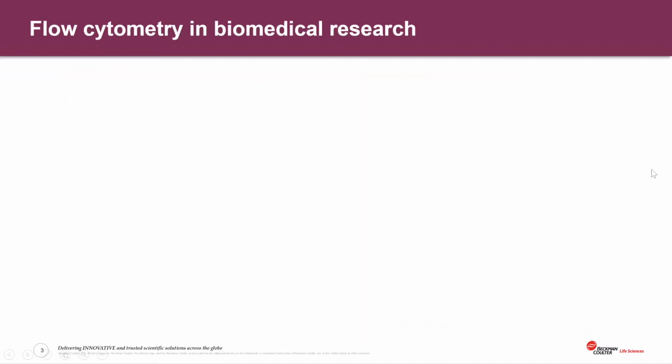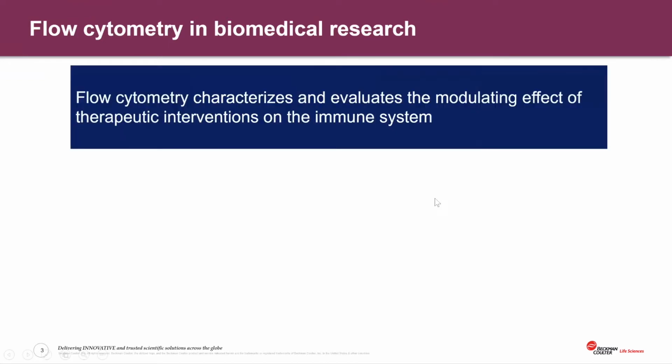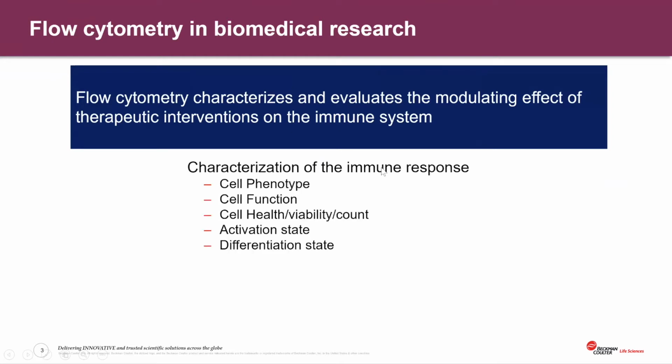So how is flow cytometry specifically used in biomedical research? Well, flow cytometry basically is an analysis of single cells, and it characterizes and evaluates any type of modulating therapeutic intervention, whatever this may be, whether it's a vaccine. It does so on the immune system collectively in terms of the phenotype, function, looking at the health and viability of the cell type, as well as activation state and differentiation, which are all important aspects of analyzing the immune response.